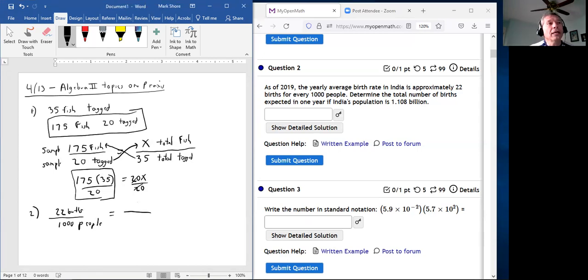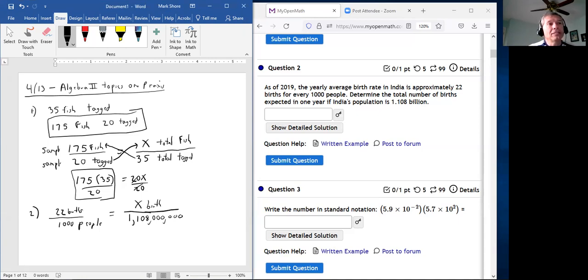So we don't know, I'll call that X number of births, for India's population, and India is very, very high population. And it says 1.108 billion. Well, you have to get how many zeros that is. So that's 1,108,000,000. So the population of India is just gigantic. It's the second most populous country in the world. So the only thing tough with this one, in my opinion, is the icky numbers.